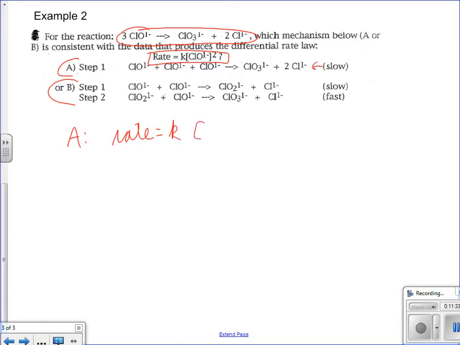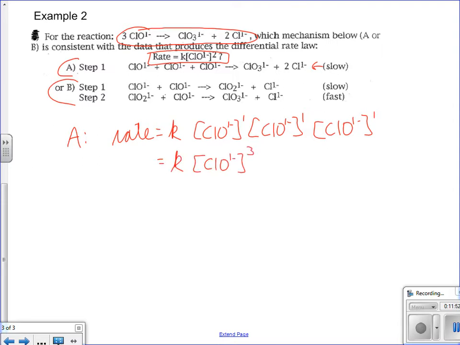Rate is K times the concentration of a chemical raised to its coefficient. And the coefficients on all of these are 1. This would equal K times [ClO⁻] cubed. That does not equal the rate law. Does not equal the rate law. So, it's not A. Mechanism A is totally inconsistent, doesn't work.